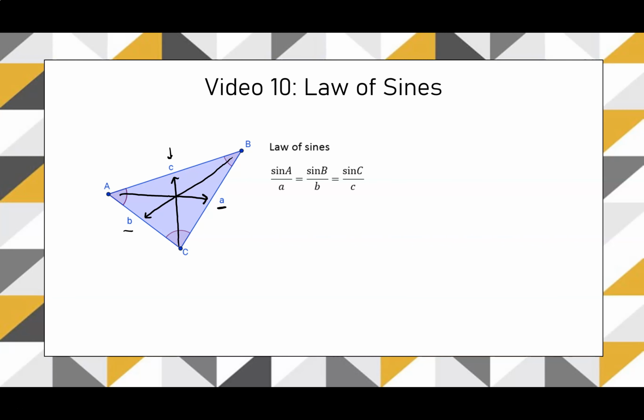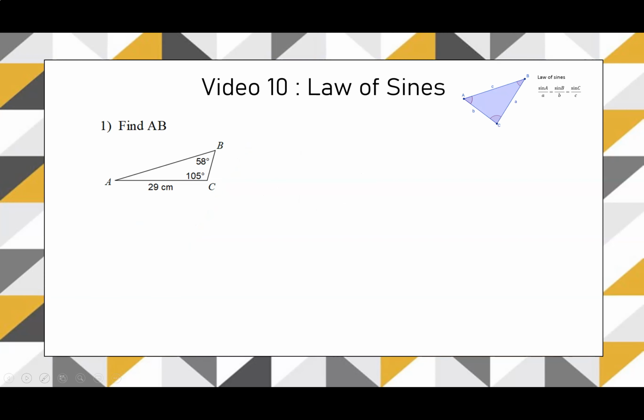Or maybe in a problem, I might just set this equal to that and ignore this. And of course, I can set sine C over c equal to sine A over a, and then completely ignore this and set these equal. It just depends on the problem that you're given.